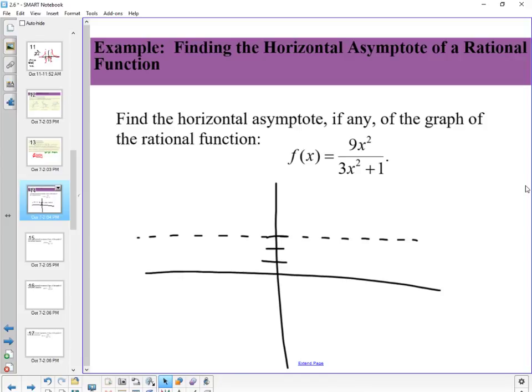I thought N and M were the same. Yeah, they are the same, so we look at the exponent, the coefficients, and you divide. So 9 divided by 3 is 3.